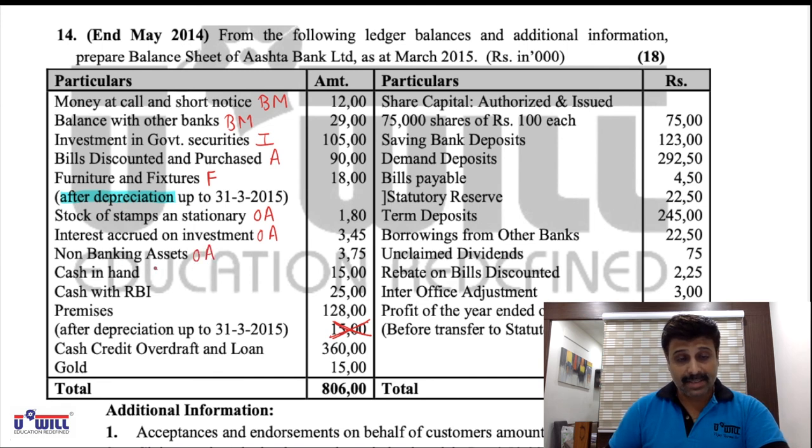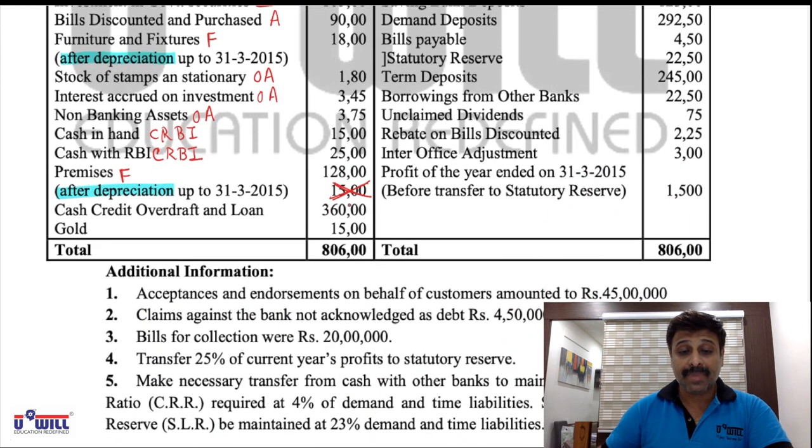Cash in hand, CRBI, cash balance and balance with RBI. Even cash with RBI, CRBI, cash balance and balance with RBI. Premises, fixed assets, F, again same thing. After depreciation, so you will show 128 plus depreciation and then subtract depreciation. Now here you make the correction, cancel 15. 15 is nothing. Cancel that amount of 15 rupees. Okay, make the correction, cancel 15 rupees.